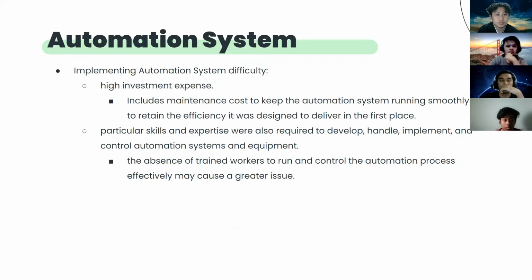Next. So there are some difficulties in implementing an automation system. First is high investment expenses, which includes the maintenance cost to keep the automation system running smoothly and to retain the efficiency it was designed to deliver. Next, particular skills and expertise are also required to develop, handle, implement, and control automation systems and equipment. The absence of trained workers to run and control the automation process may cause a greater issue.